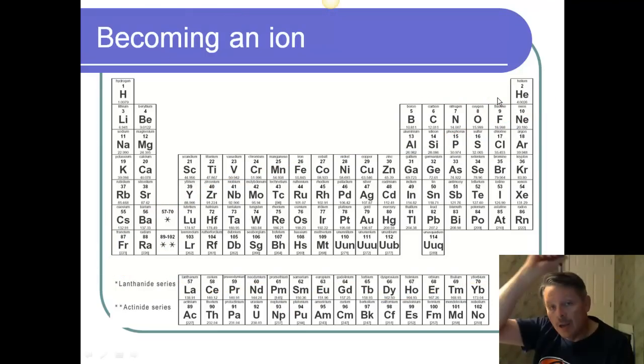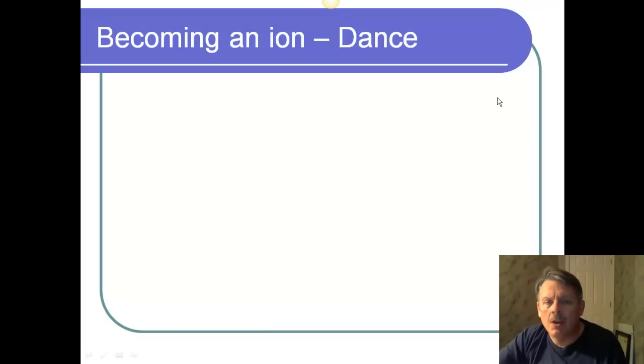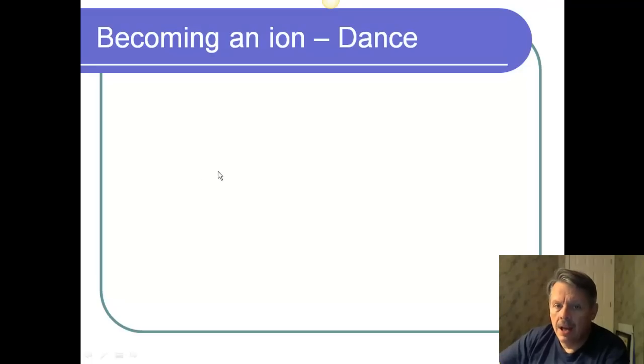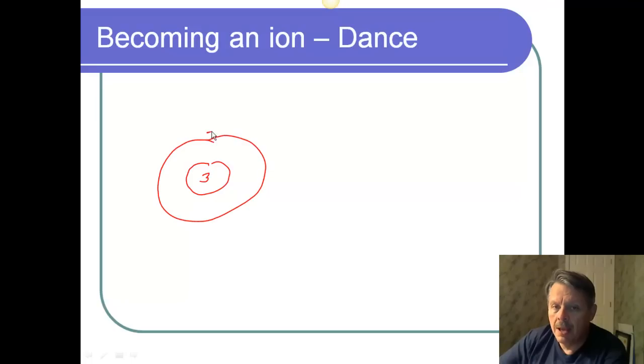All right, so what happens when I become an ion? How in the world do I become an ion? Well, again, let's look at a dance. If I have a dance and I've got the 3 girls in the middle, again, I'm going to use lithium, and I have one guy way out here, whereas if I have 9 girls in the middle, again, I've got 2 boys sitting here, and then I've got 7 boys out here.